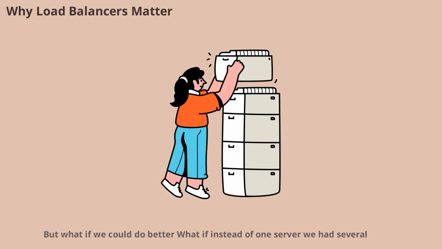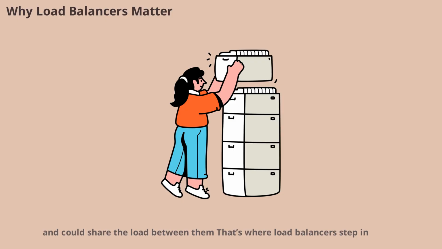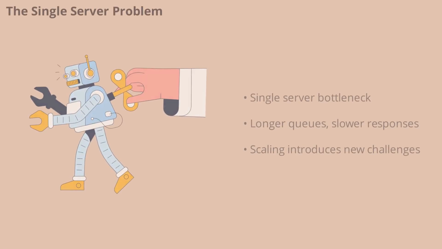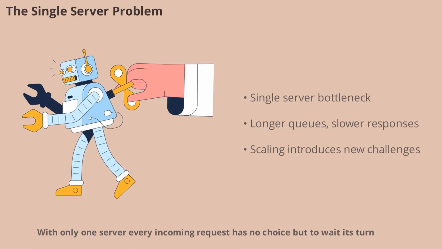But what if we could do better? What if instead of one server, we had several and could share the load between them? That's where load balancers step in. With only one server, every incoming request has no choice but to wait its turn. As more requests pile up, the queue gets longer and users experience slower response times. This bottleneck can quickly become a major issue, especially as your application grows in popularity.